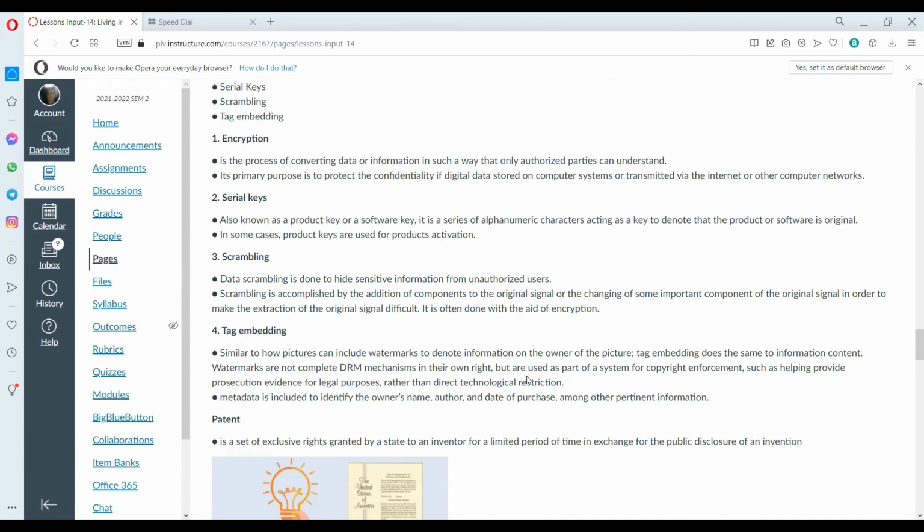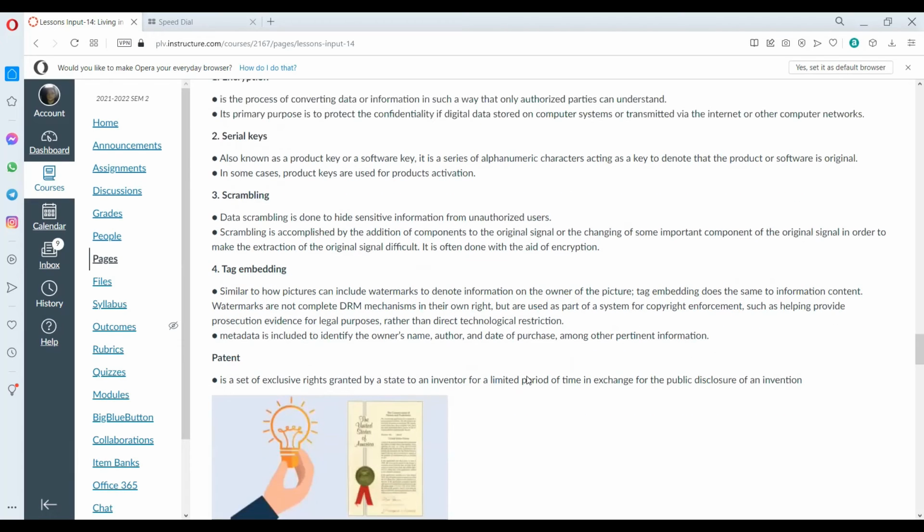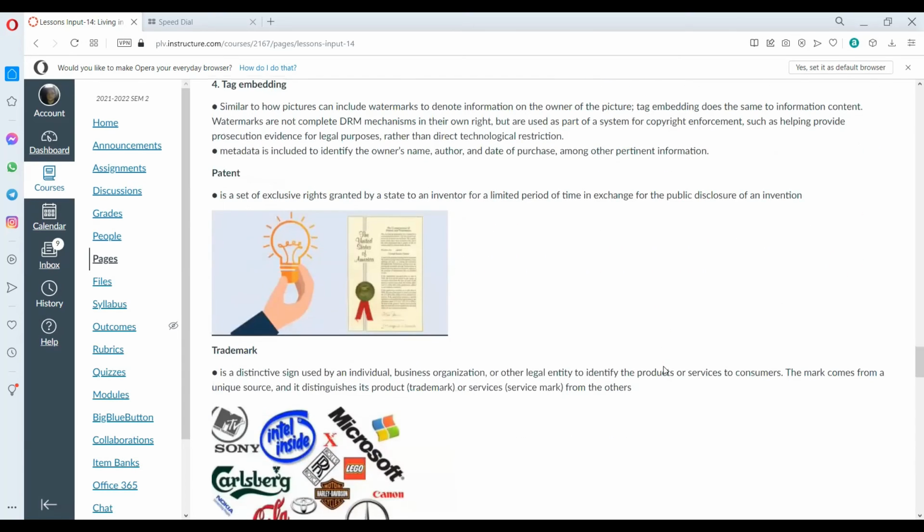Lastly, tag embedding. Similar to how pictures can include watermarks to denote information on the owner of the picture, it does the same to information content. Watermarks are not completely DRM mechanisms in their own right, but they are used as part of a system for copyright enforcement, such as helping provide prosecution evidence for legal purposes rather than direct technological restriction. Metadata is included to identify the owner's name, author, and date of purchase, among other pertinent information.